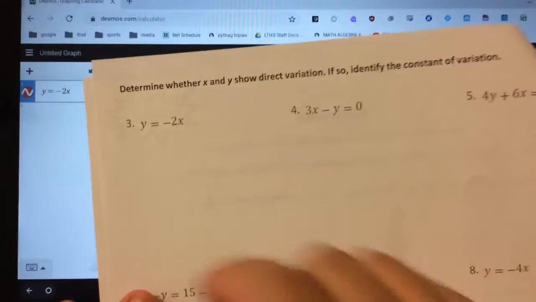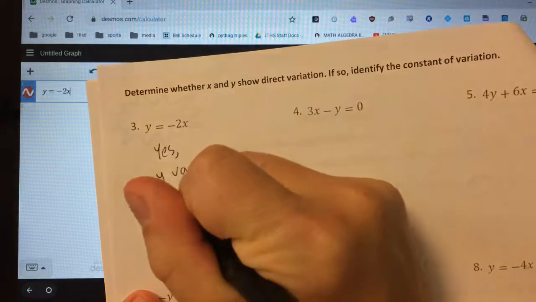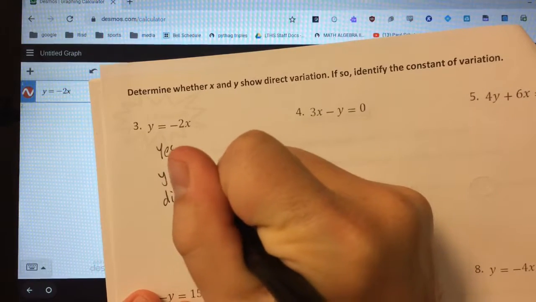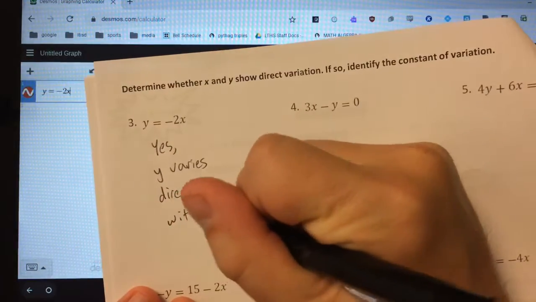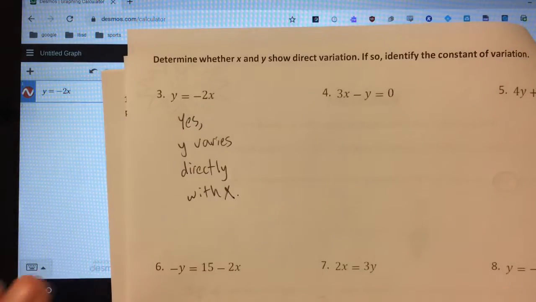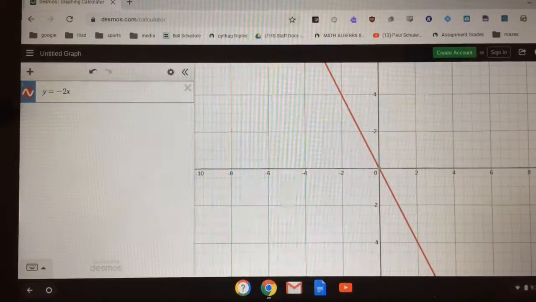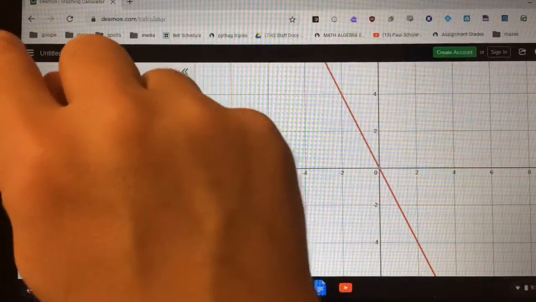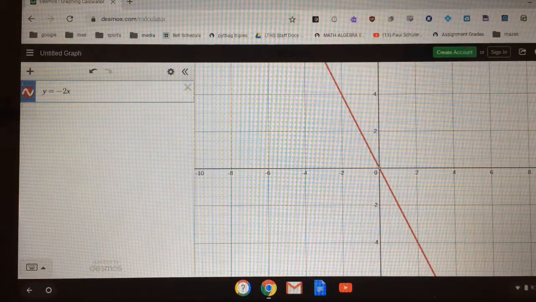So we're going to write, of course it is, okay? Yes, y varies directly with x. Now, we don't necessarily need to write this for every single one that's yes, but for now, we'll go ahead and do it. All right, so let's do another one. Now you can leave that one up there if you want. You can add as many equations as you want on here to overlap. It'll default to make them different colors, so you can color code them however you want.